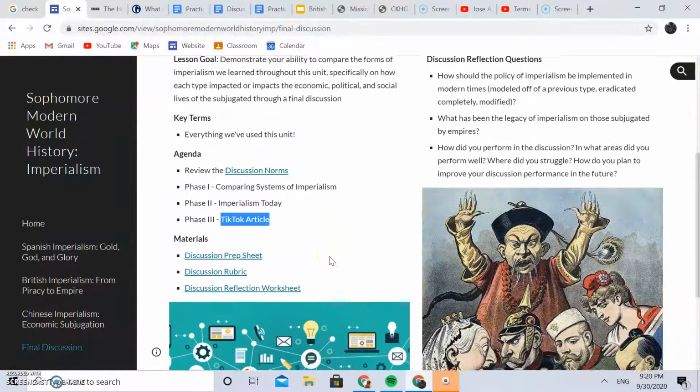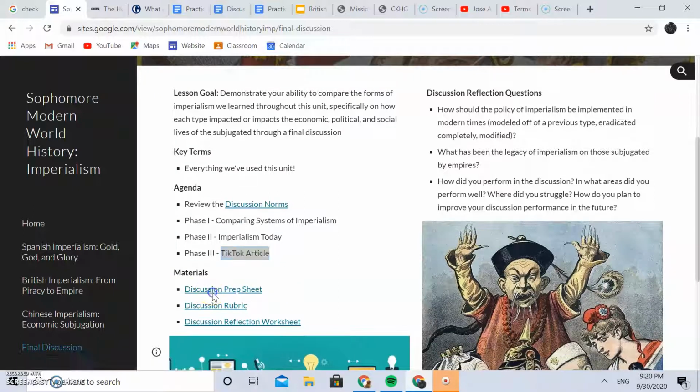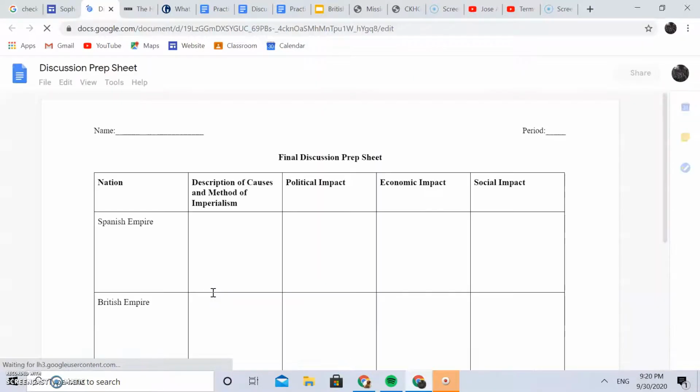I didn't show that in the last video. So for the discussion prep, they're supposed to fill out this worksheet, and they'll also be turning it in. But this worksheet is how they're going to prepare for the actual discussion, so they can do well in the actual discussion. So I'll show you the worksheet.